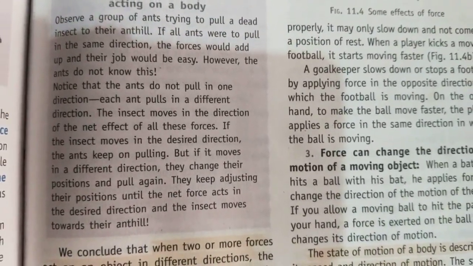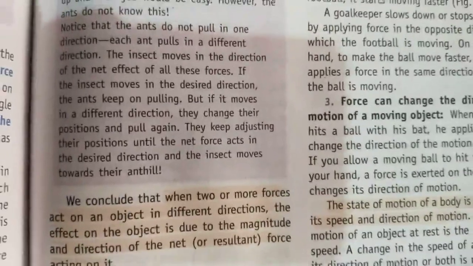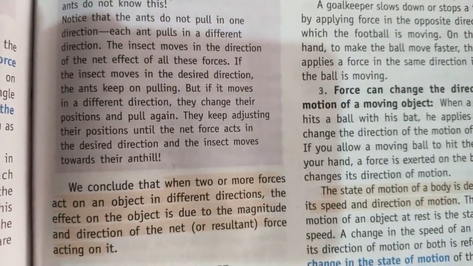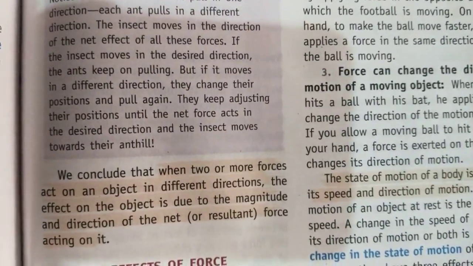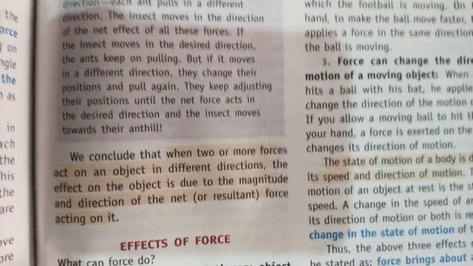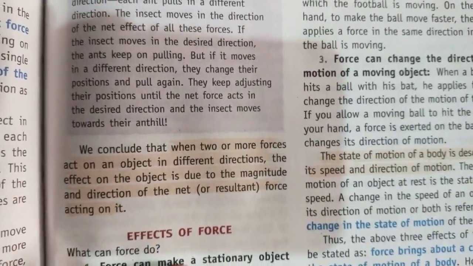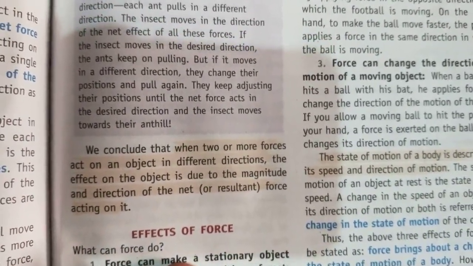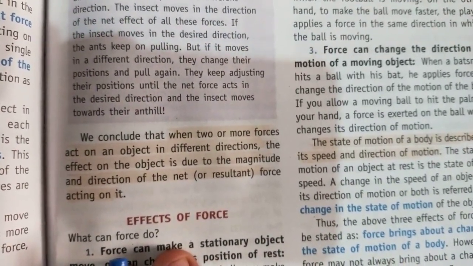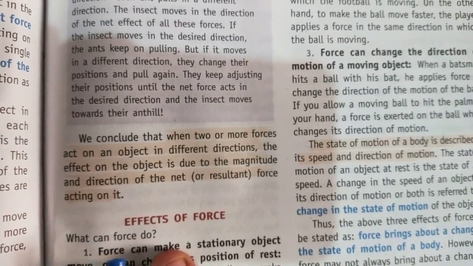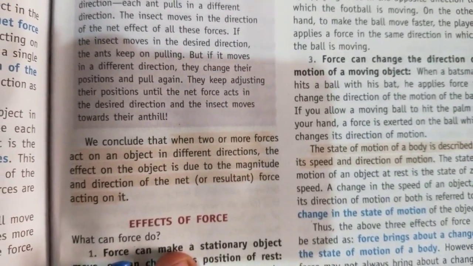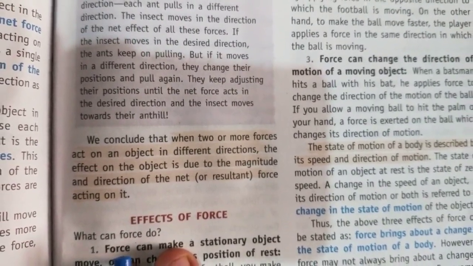Notice that the ants do not pull in one direction. Each ant pulls in a different direction. The insect moves in the direction of the net effect of all these forces. If the insect moves in the desired direction, the ants keep on pulling. But if it moves in a different direction, they keep their position and pull again. They keep adjusting their positions until the net force acts in the desired direction and the insect moves towards their anthill.